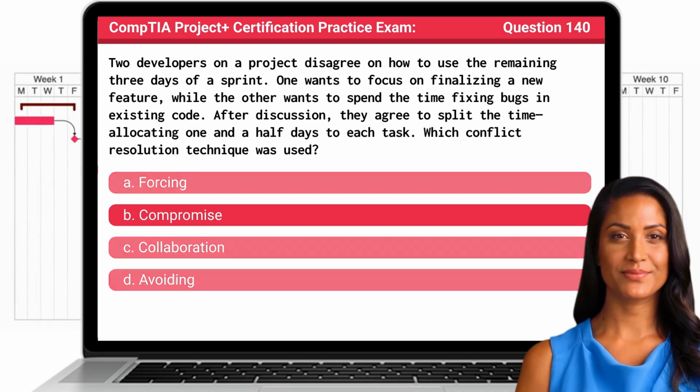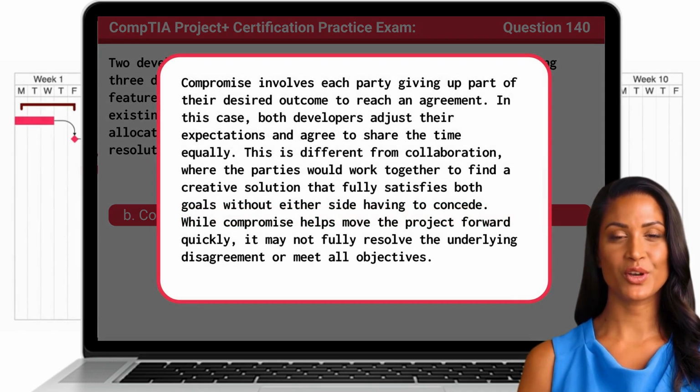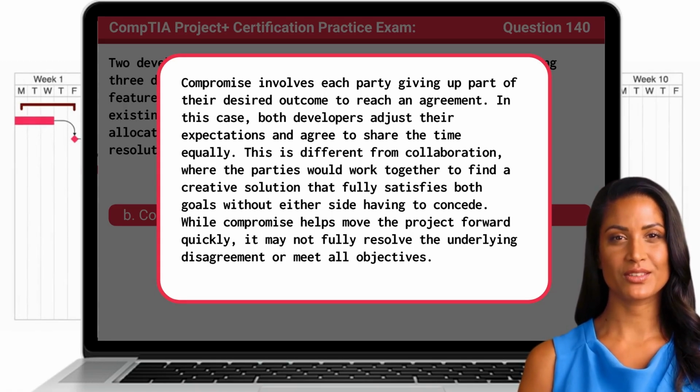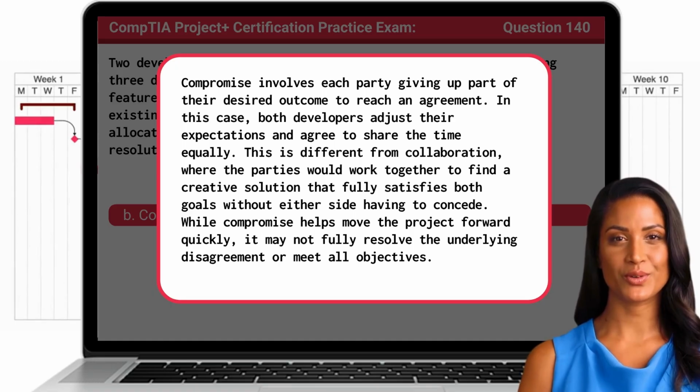The answer is B. Compromise. Compromise involves each party giving up part of their desired outcome to reach an agreement. In this case, both developers adjust their expectations and agree to share the time equally. This is different from collaboration, where the parties would work together to find a creative solution that fully satisfies both goals without either side having to concede. While compromise helps move the project forward quickly, it may not fully resolve the underlying disagreement or meet all objectives.